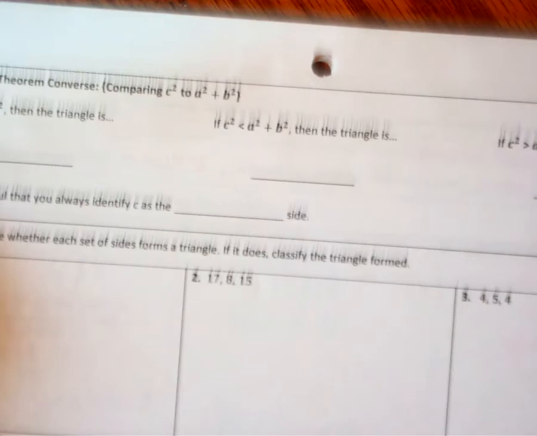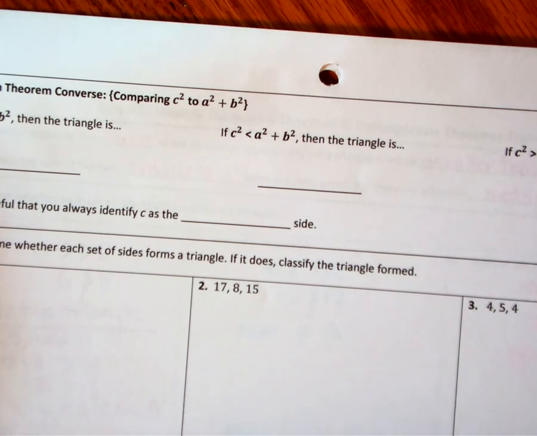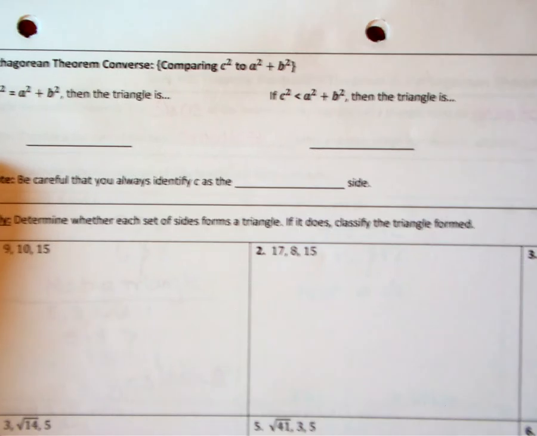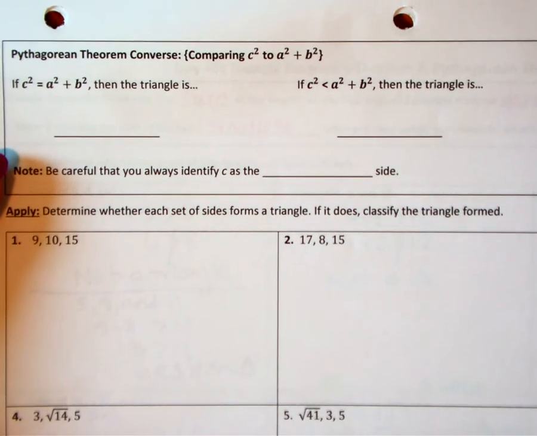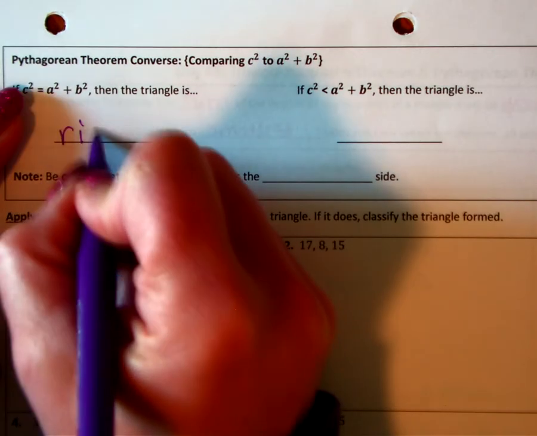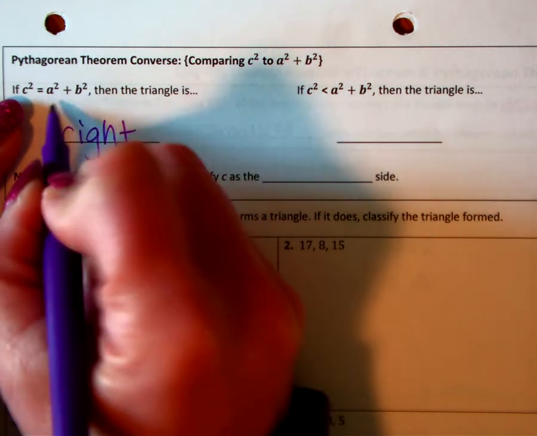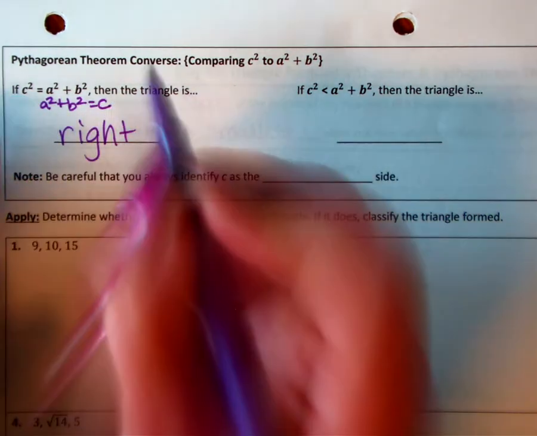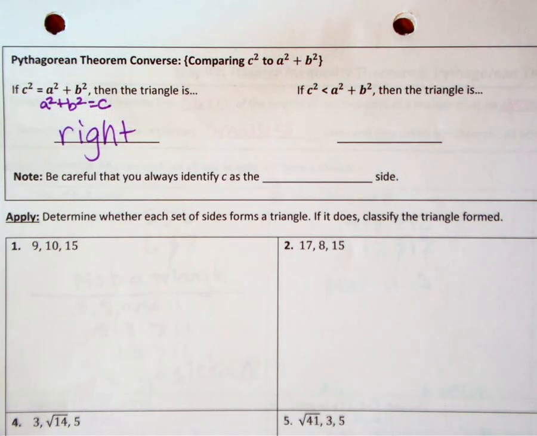Okay, so the converse here says if c squared equals a squared plus b squared, we already know this is going to be what kind of triangle? It is a right triangle. And if you're like me, I prefer a squared and b squared to be on the left. It doesn't matter, but that's just how I look at it, okay?